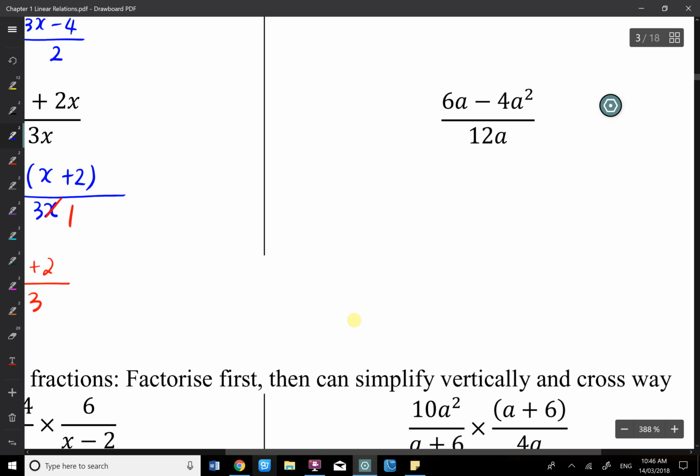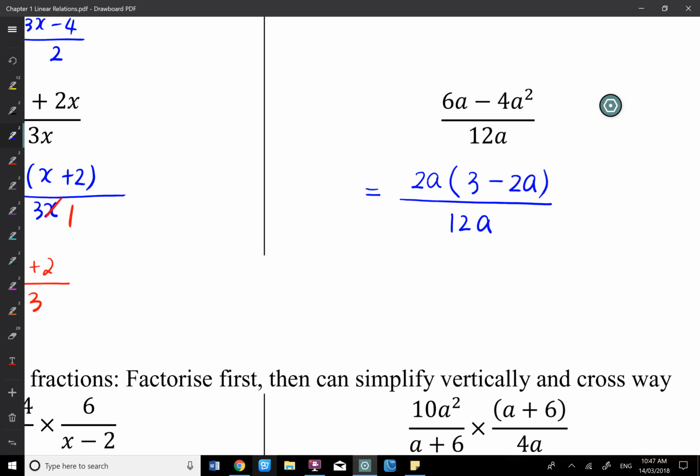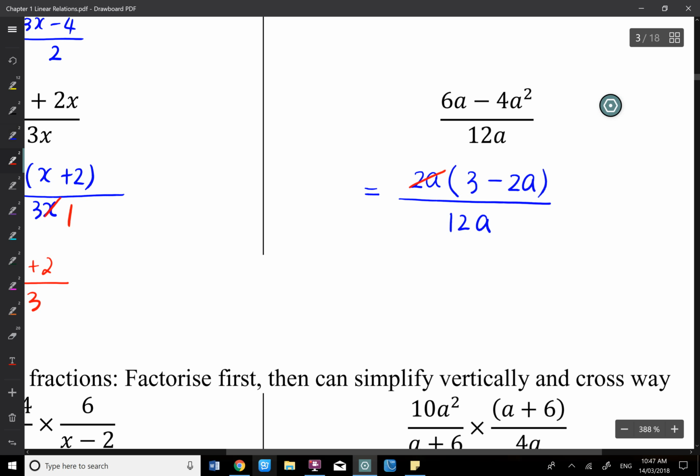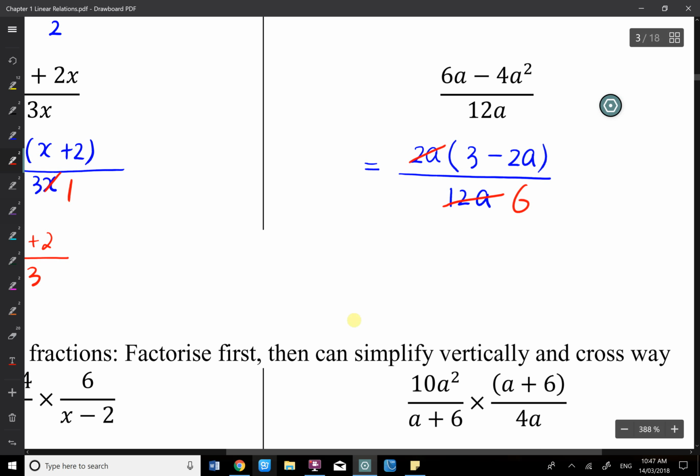Okay, next one. 6a minus 4a squared over 12a. You can see 6 and 4 contain a 2, and we have 1a. So we're left with 3 minus 2a, over 12a. I can't do anything to the bracket, but I can get 2a and 12a become a 6. So that is 3 minus 2a over 6.